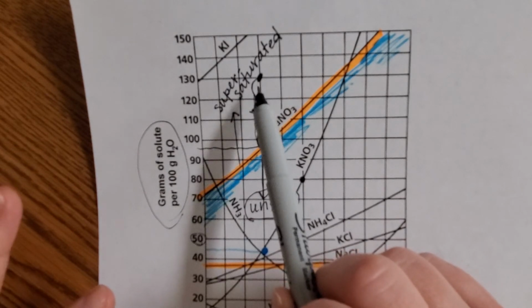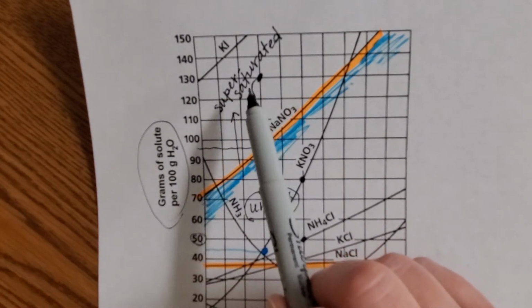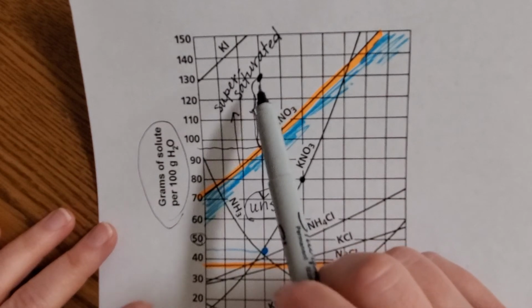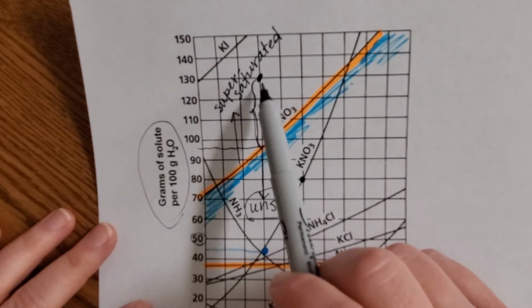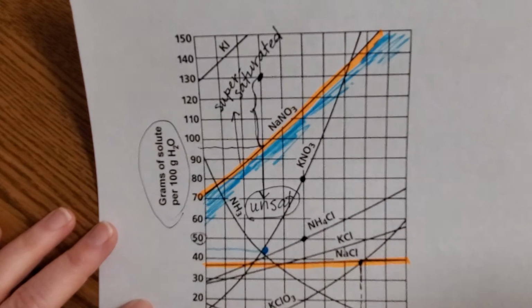That's like pancake syrup. That's how pancake syrup holds so much sugar, is they've boiled it and put a lot of sugar in it and cooled it back down. So that's a supersaturated solution.